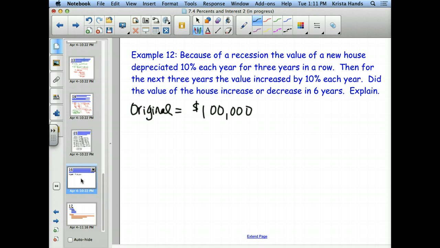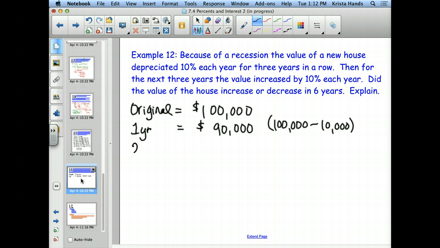And we're going to find what it's worth after 1 year. So 1 year later. This one says it's supposed to depreciate 10%. So if it was worth $100,000 originally, what does it mean to depreciate? It's going to lose value. It's going to lose 10%. What is 10% of this number? $10,000. So I'm losing 10%, the $10,000. So how much is the house now worth? $90,000.